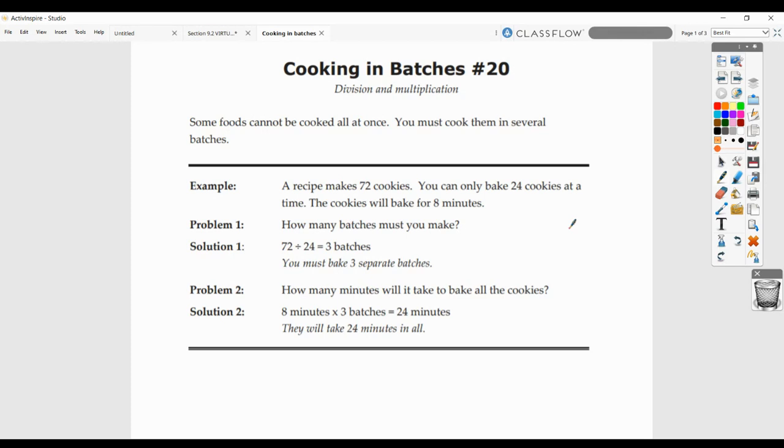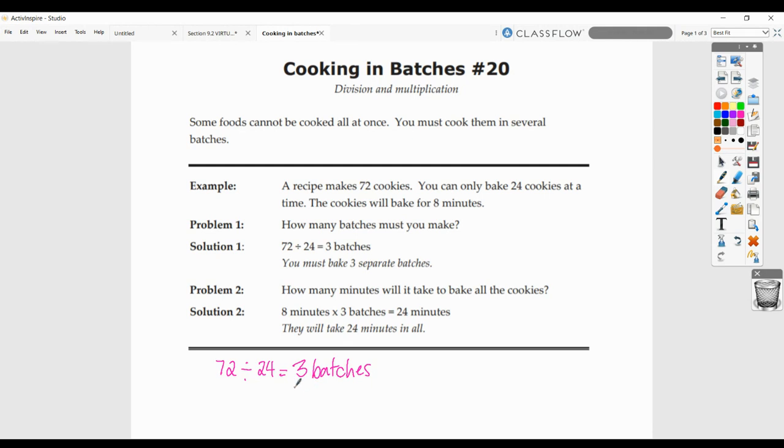Now, each of the cookies cook for 8 minutes. The first thing that we're going to do for each of these is decide how many batches we're going to have to make. So we take the total amount that we're looking for, which is 72 cookies, and we divide it by what one batch would be, meaning we can put 24 cookies in at once. So when we divide that, we get 3 batches. We're going to have to do this 3 times in a row.